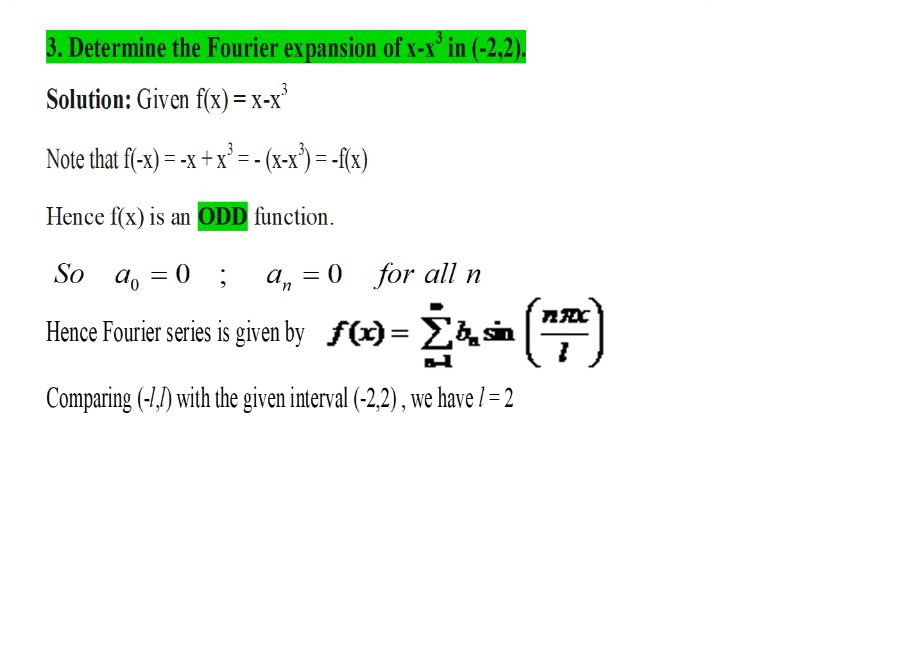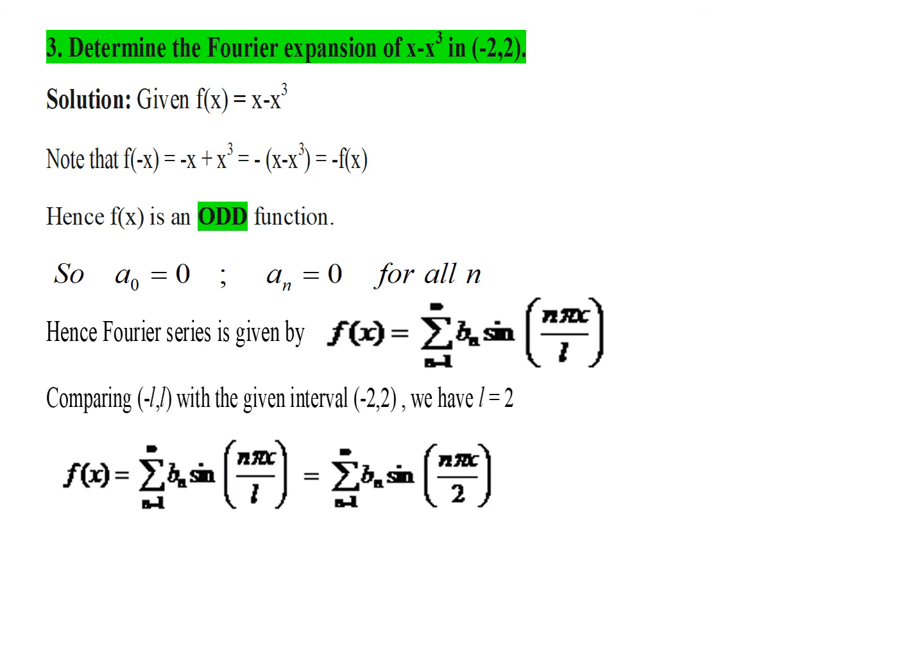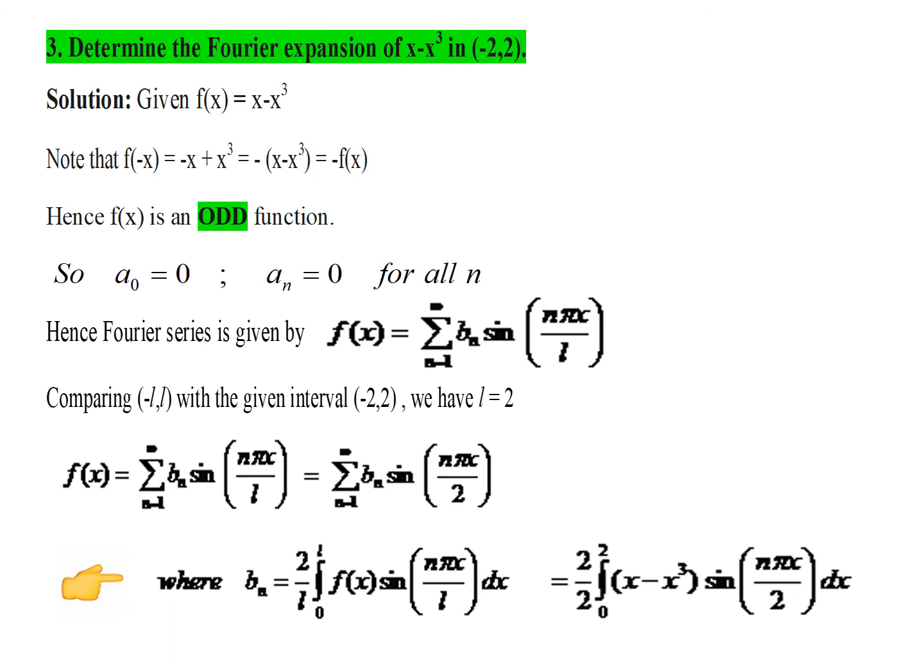And now let us move on to finding the value of Bn. Before that, let us do the interval comparison. Minus L comma L is our general format, but here in this problem specifically they have given minus 2 to 2. So comparing these two intervals, we have L equal to 2, and hence the f of x formula becomes like this, just substituting L equal to 2. Now we'll move on to find the value of Bn. This is the formula for Bn for even and odd cases. So since this is an odd function, we have a formula like this. And now let us substitute 2 in the place of L.